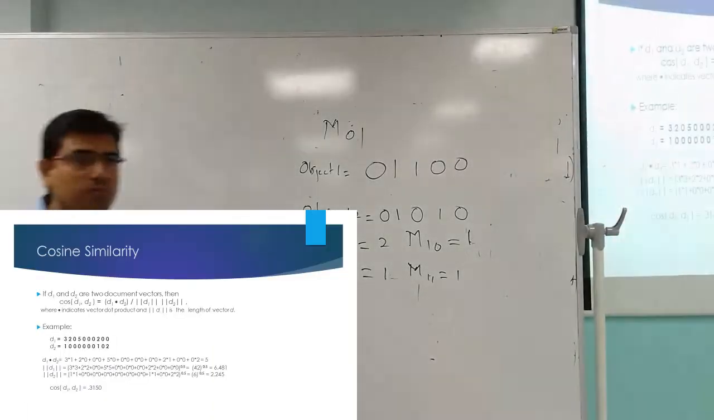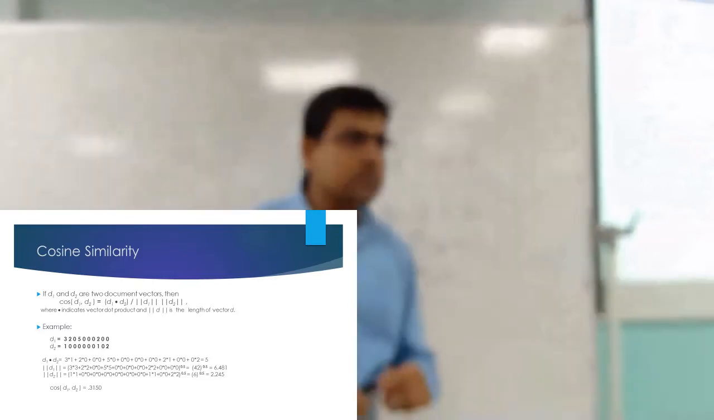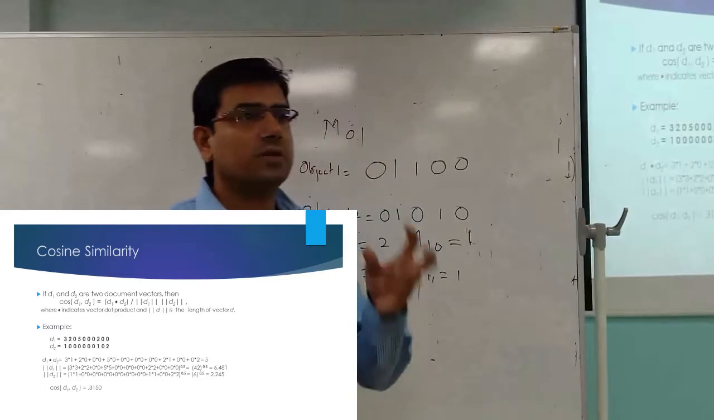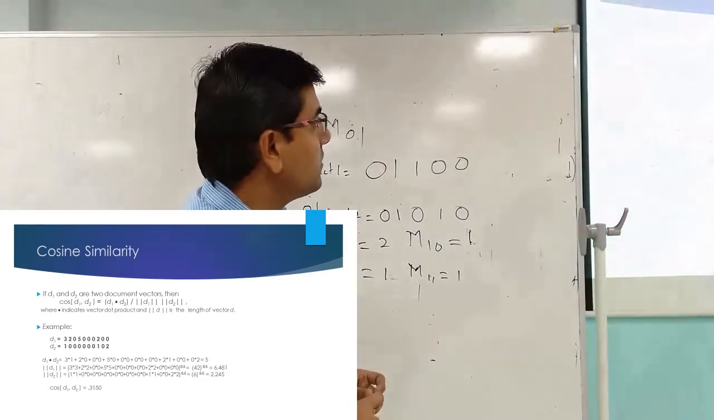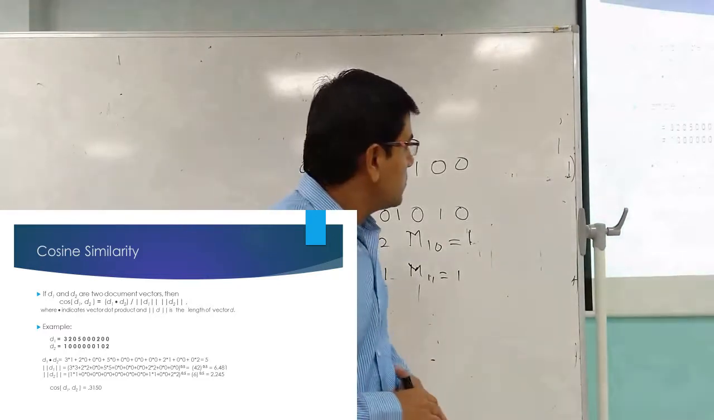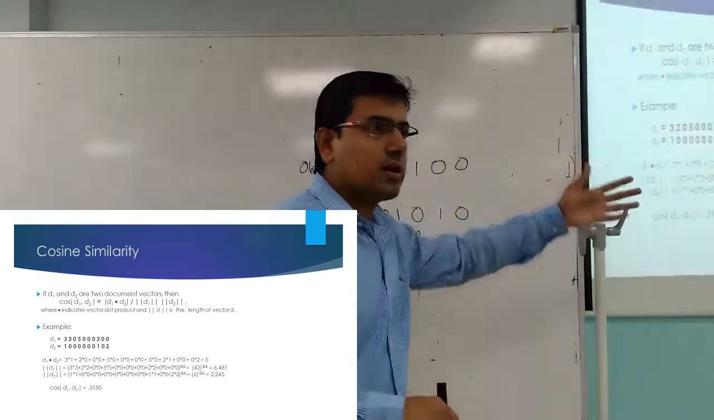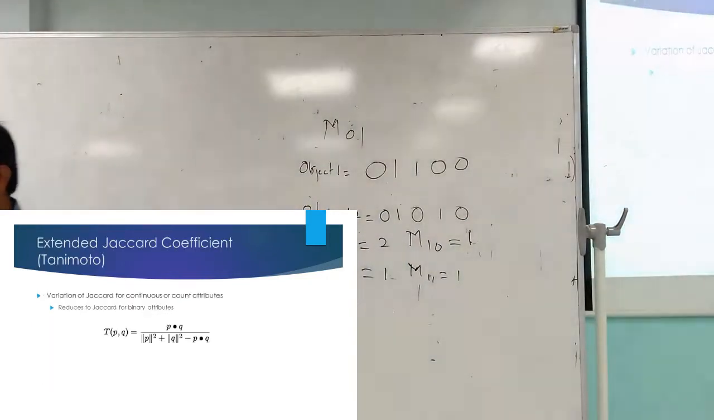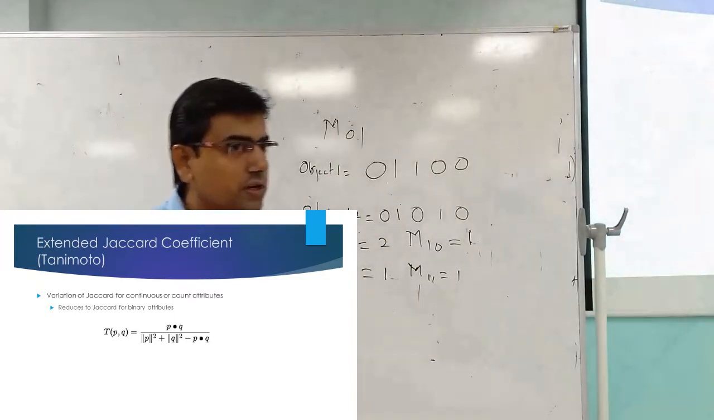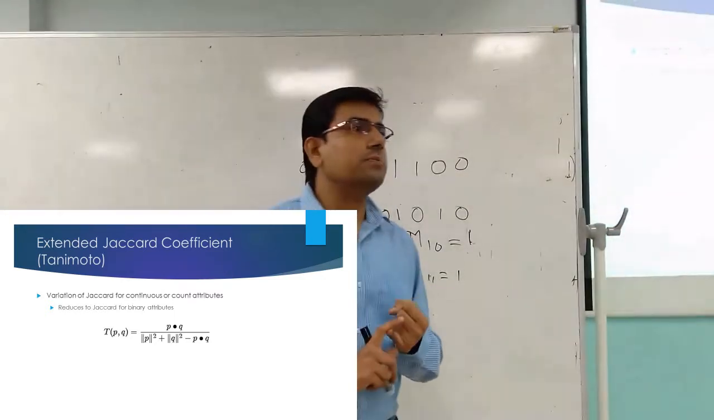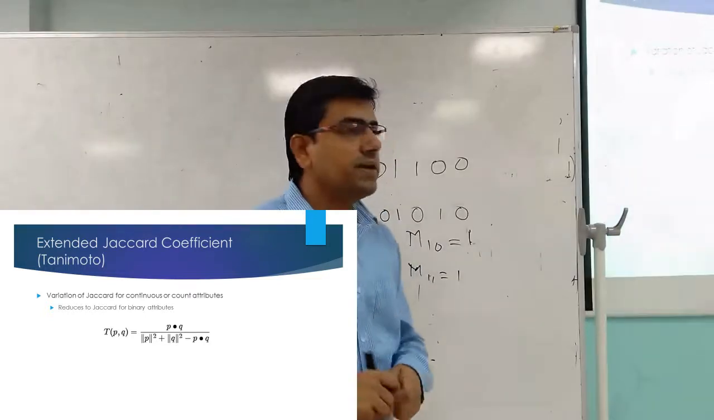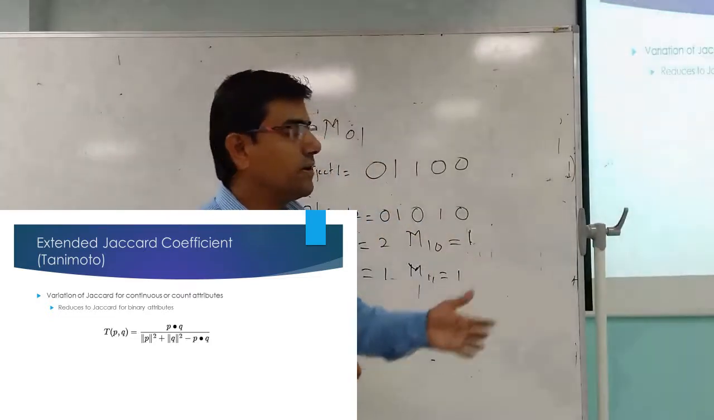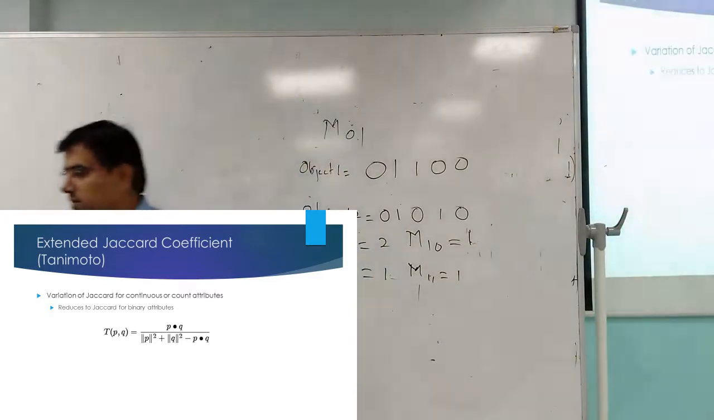Cosine is a more general form. You can use it for vectors consisting of numerical values. The cosine uses the dot product of the vectors divided by the product of their magnitudes. I hope it is very easy: just take the dot product and then divide by the magnitudes. Another one is the extended Jaccard coefficient. The Jaccard coefficient was applicable to binary values. This extended version is applicable to real values also. It is the dot product divided by the sum of the squared magnitudes minus the dot product.